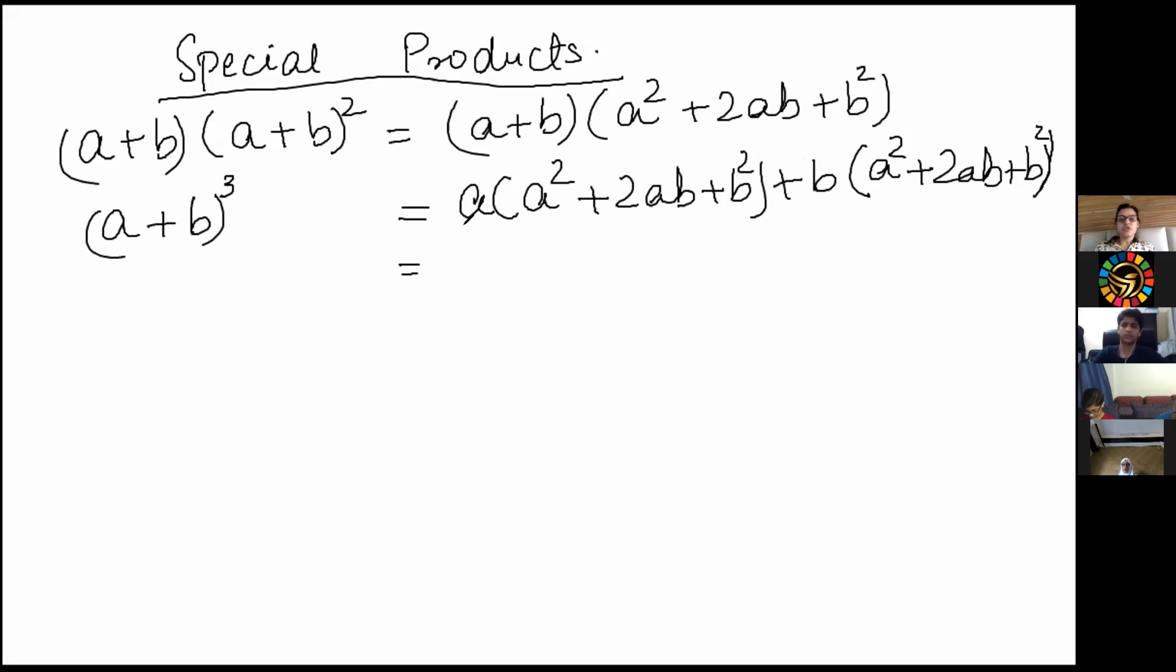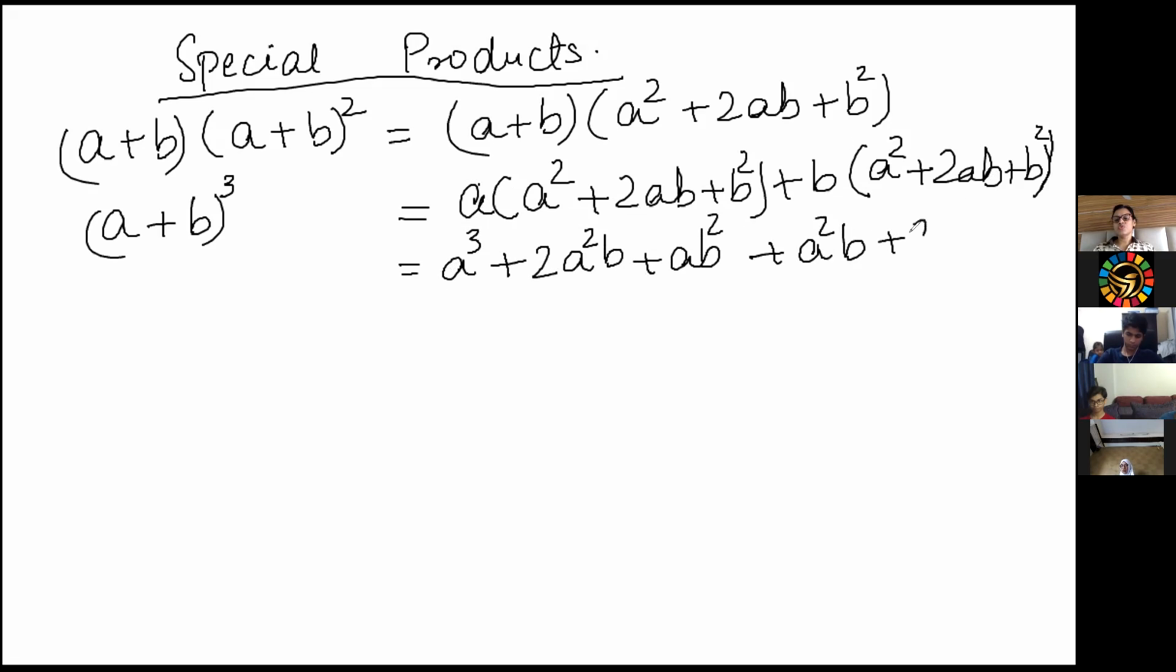Algebraic expressions. So a into a square, what is it? A cube. Those who are not getting, you can see over here how I'm doing. a into a square is a cube. a into 2ab is 2a square b. Correct. a into b square is ab square. Then b into a square is a square b. And b into 2ab is 2ab square. And then b into b square is b cube.